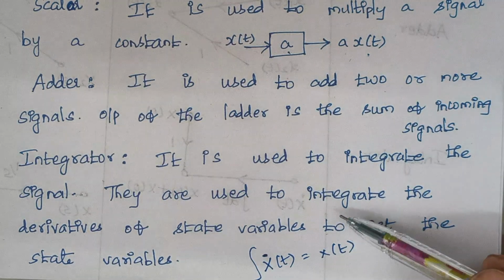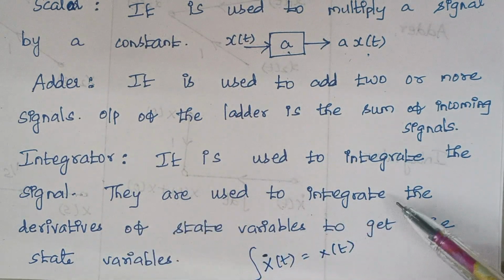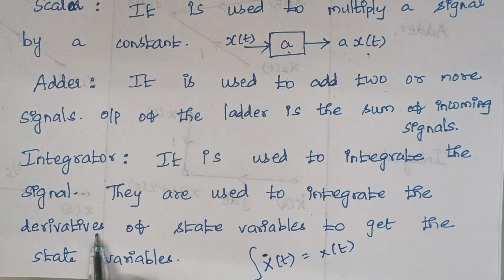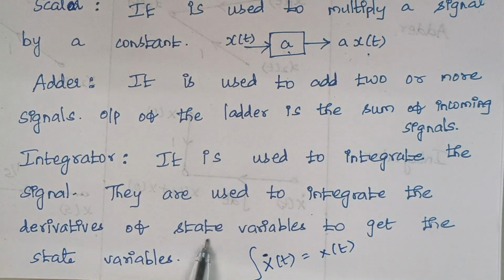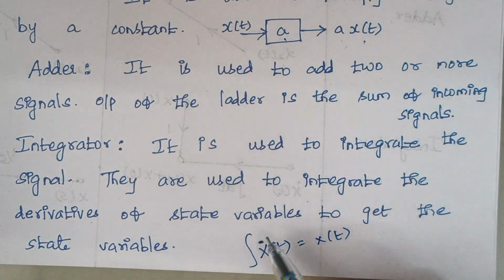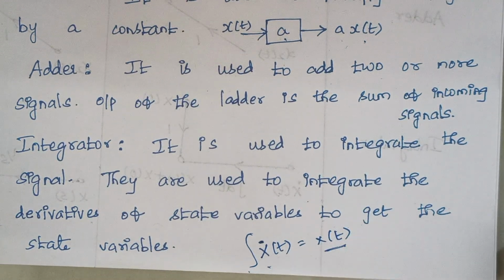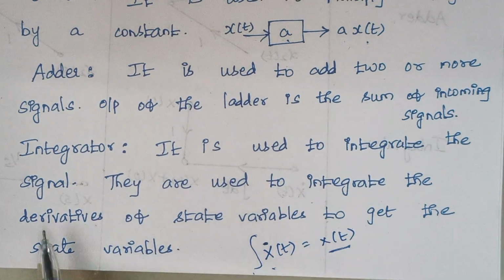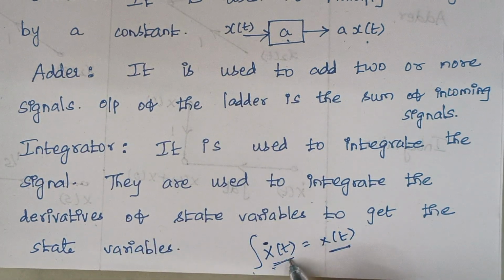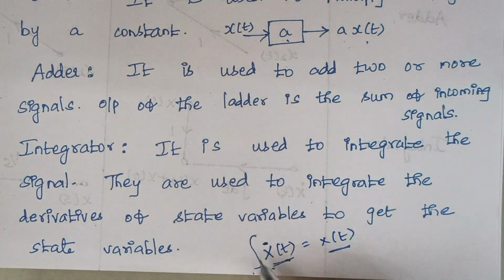So this is what is mentioned here. Integrators are used to integrate the derivatives. Derivative is nothing but the differentiated form, okay? Derivatives of state variables. If you integrate the derivatives of state variables, what will be the answer? We will be getting the state variables. Can you get what I am trying to say? Derivatives of state variables is nothing but x dot of t, right? Here we are integrating this x dot of t. So in output we will be having the state variable which is nothing but x of t, right?